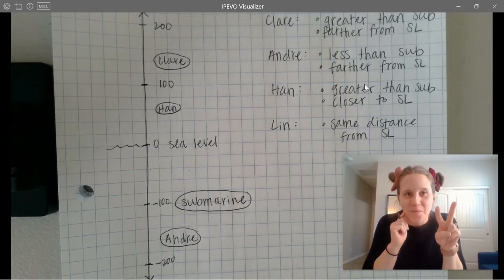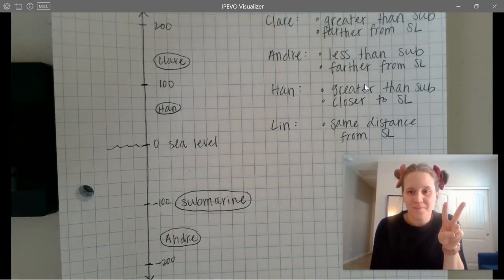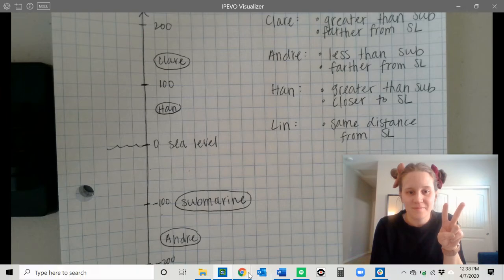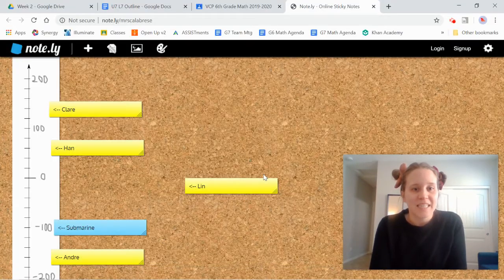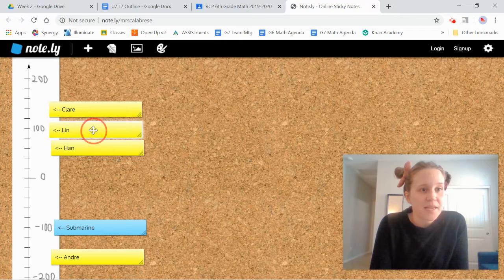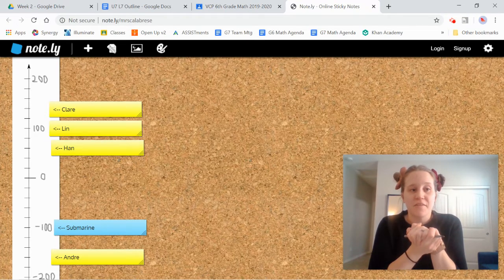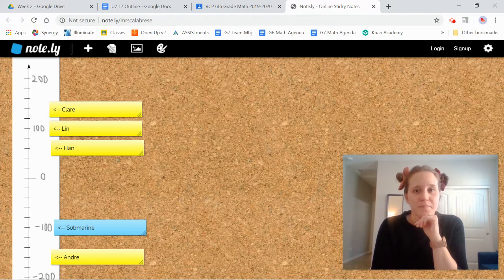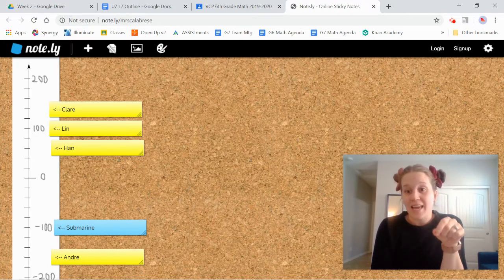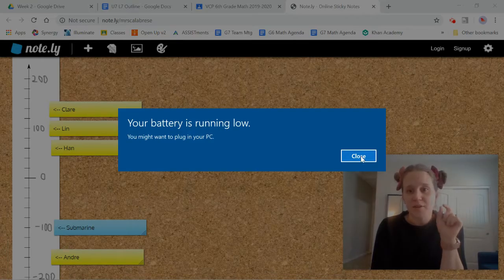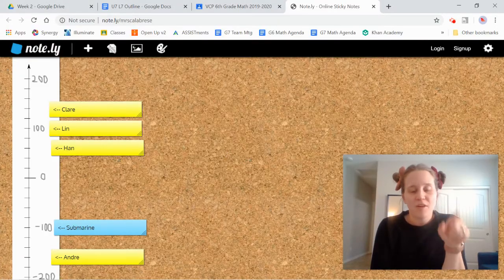Lynn could be in exactly 2 places. Can you think of both? Lynn could be up here at exactly 100 feet. This location for Lynn has an absolute value, or a distance from sea level, that is identical to the submarine's distance from sea level. It's in a different direction. She's above and the submarine is below, but the distance is the same.